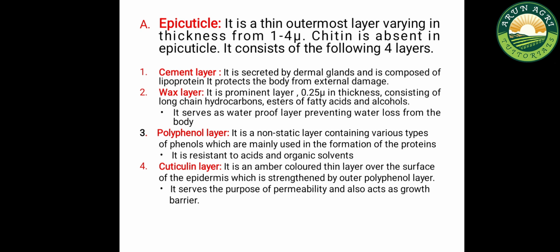So epicuticle is a thin, outermost layer, varying in thickness from just 1 to 4 micron. Chitin is absent here in the epicuticle, and it consists of the following layers. Usually in JRF examinations they are going to ask, chitin is absent in which of the following layers. Okay, so in epicuticle chitin is absent.